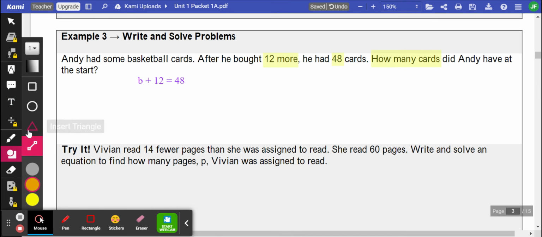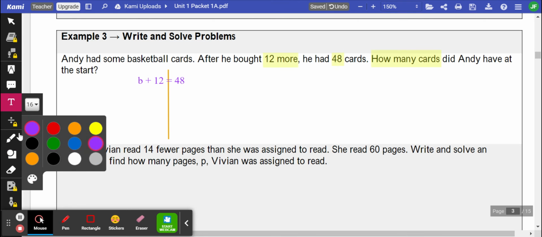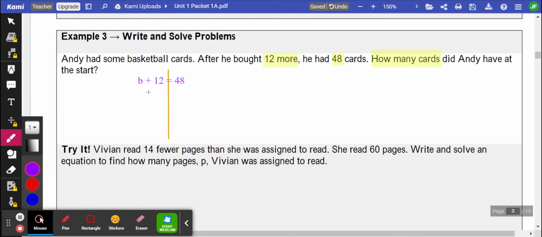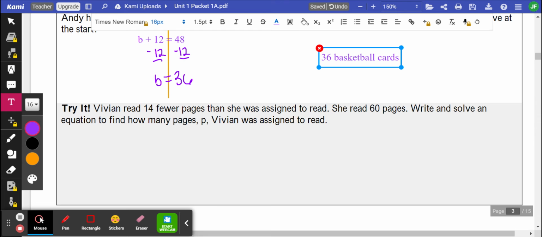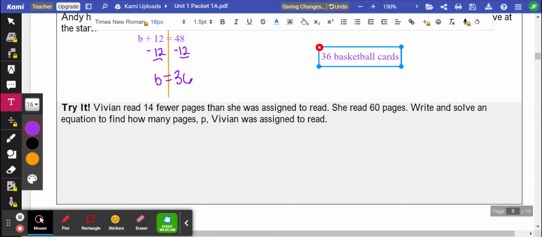Okay, again, solving just like we did in the last video. Draw your line. You're going to add 12 to both sides. Sorry, subtract 12 from both sides this time because it is addition and we need to undo that. So 48 minus 12 gives us 36. So we could say Andy had 36 basketball cards. Again, the next one is for you to try on your own.